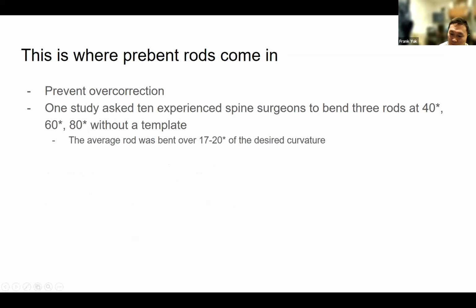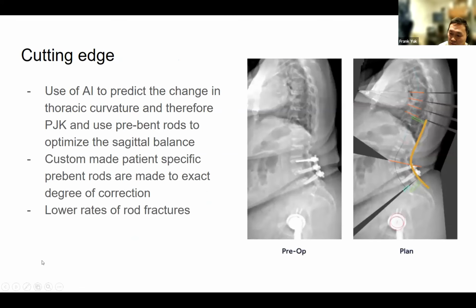Most recently, there's been a lot of AI use to predict the change in the thoracic curvature and therefore prevent PJK from occurring, and then use the pre-bent rods to optimize the sagittal balance. So for example, this patient has a standing scoliosis X-ray here. This is put through the AI system program, and the AI predicts what will be the most optimal sagittal balance, a lumbar lordosis.